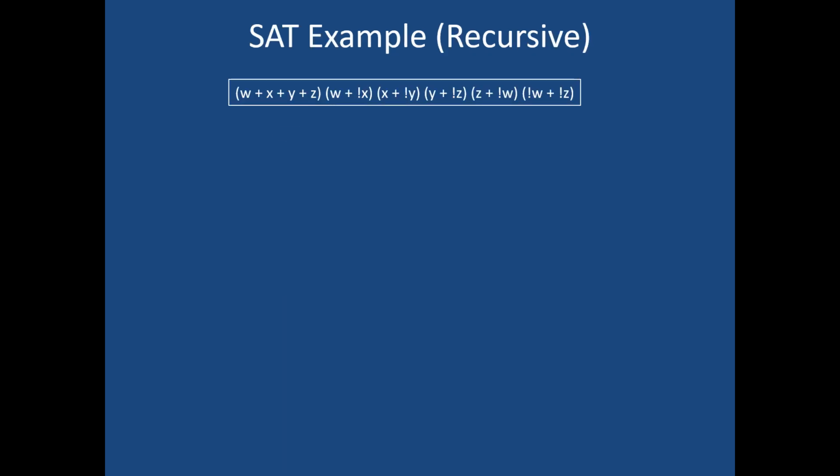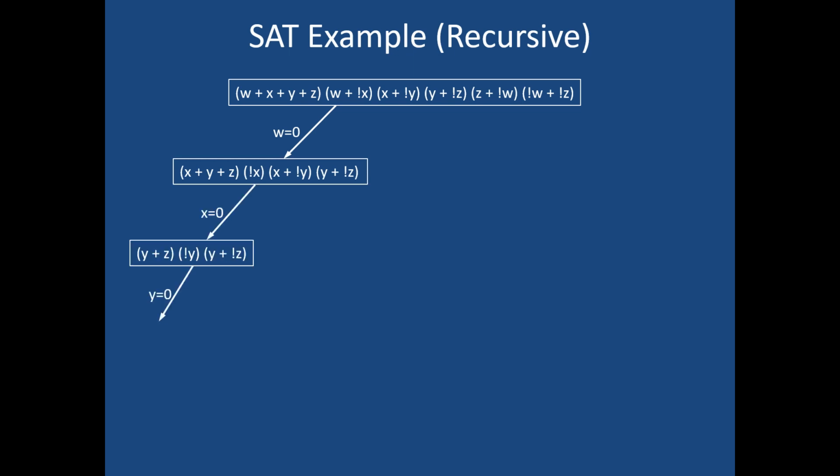So let's look at this example again. Recursively, what we do is we say, okay, let w be false. It reduces to that. Let x be false, it reduces to that. Let y be false, it reduces to that. Let z be false, we hit a dead end. So let's back up. Let's let z be true. That didn't work out. We back up, let y be true. That didn't work out. We let x be true.